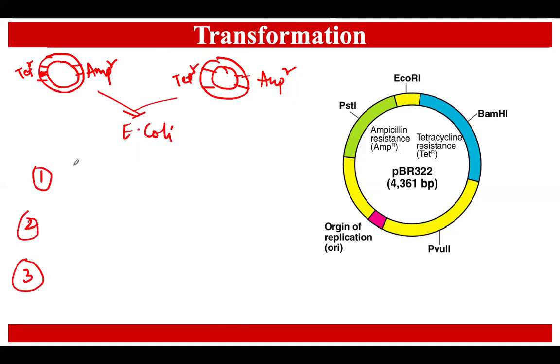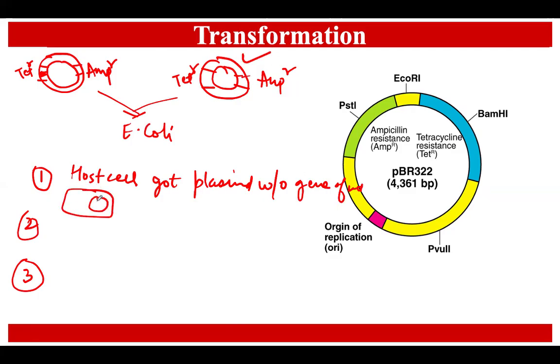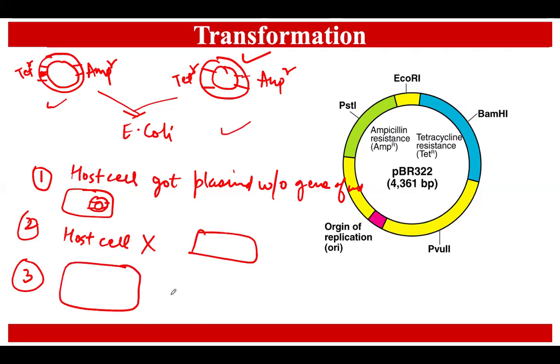First possibility is that the host cell got the plasmid without the gene of interest, right? Which means that this one. So there is a host cell and it got the plasmid that had no gene of interest. Second possibility is that the host cell got no plasmid, which means that the host cell did not get any of the two plasmids. And the third possibility is that the host cell got the recombinant DNA plasmid, which means that it got this plasmid, which has the gene of interest. So it's going to be this one.